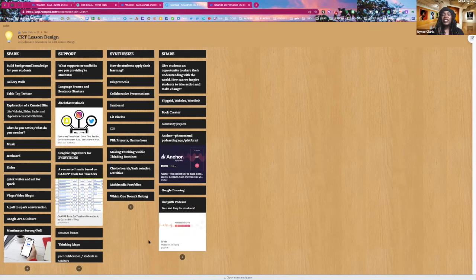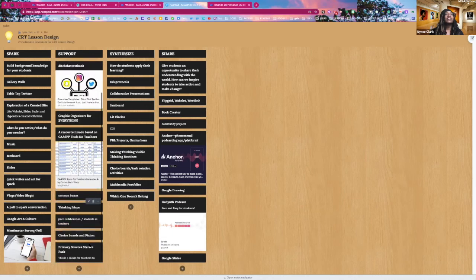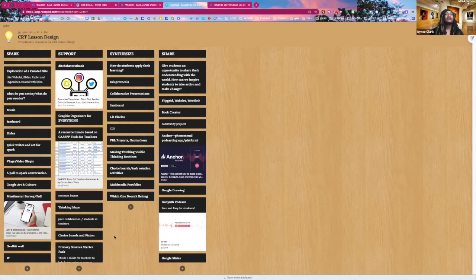The Padlet is embedded in the Nearpod, and it is also linked in the Wakelet. If you happen to have the Wakelet open, the Padlet is in there as well. So I see some coming in. And thank you so much for sharing.